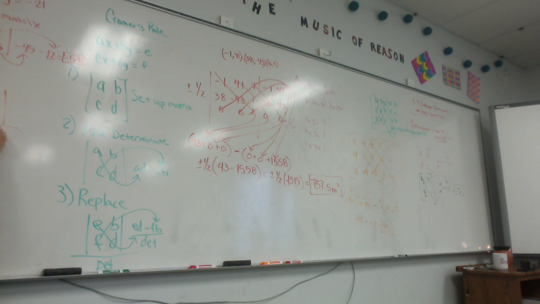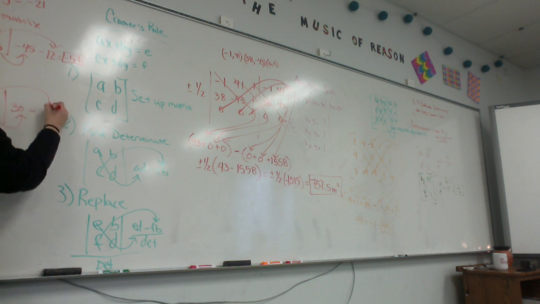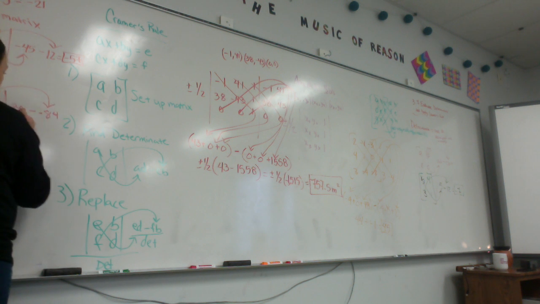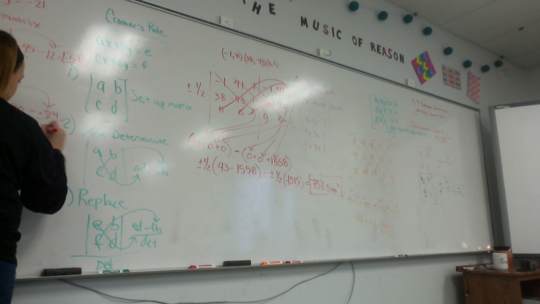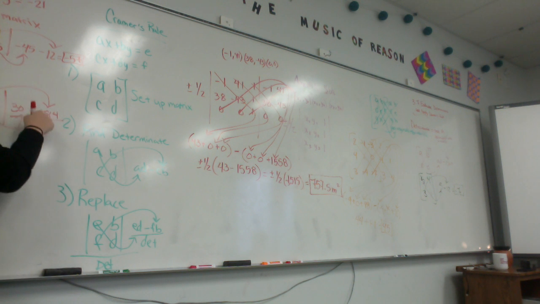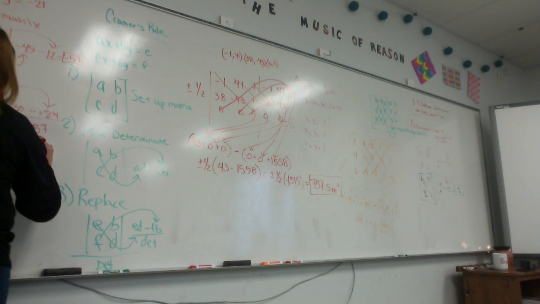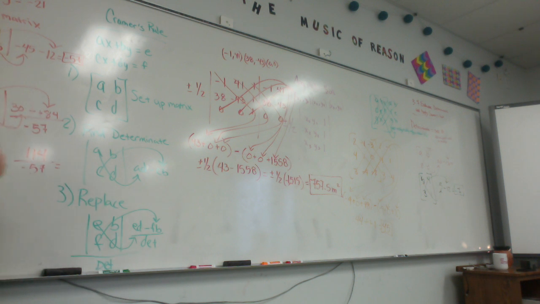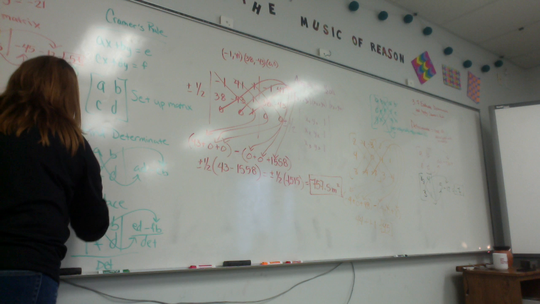Negative 57. Beautiful. Okay. Now, what is negative 6 times negative 5? 30. What is negative 21 times 4? Negative 84. And that's all over top of negative 57. Now, 30 minus negative 84. What's 30 plus 84? 114. So you have 114 divided by negative 57, which is what? Negative 2. This is your x value.